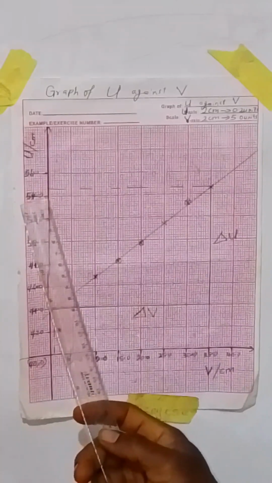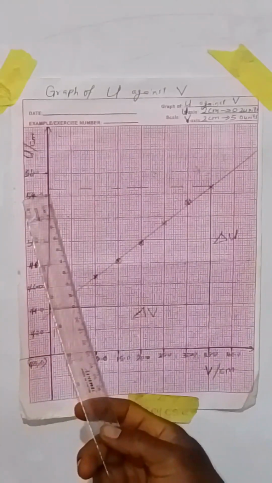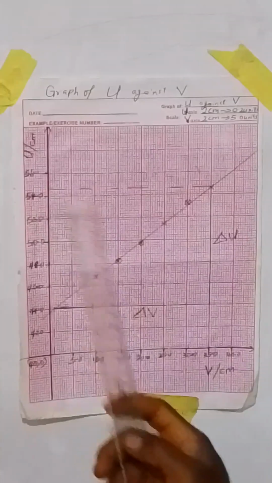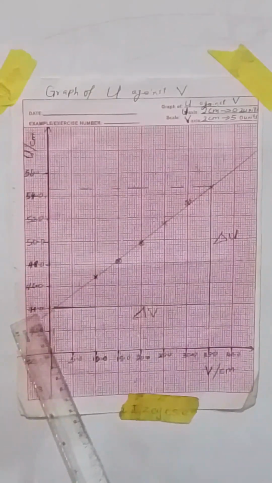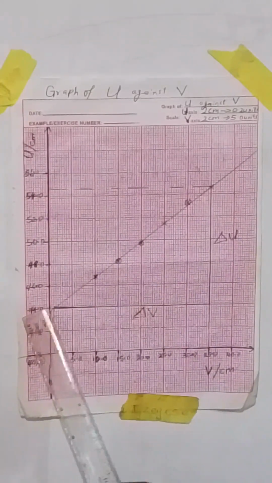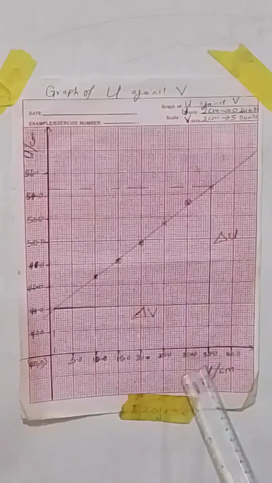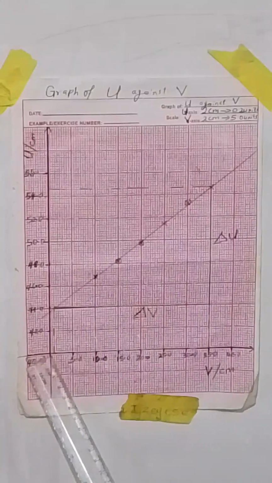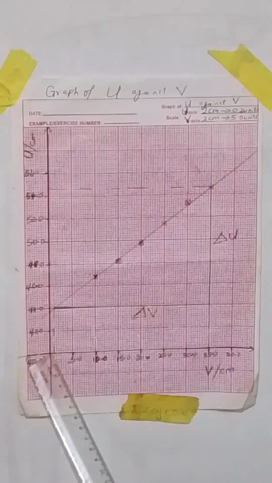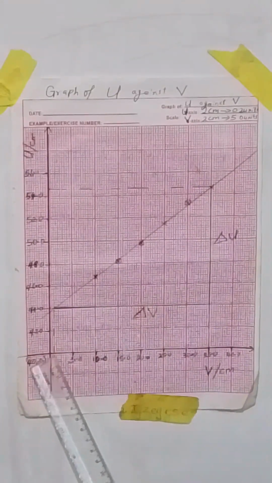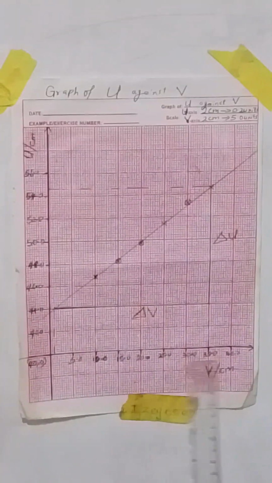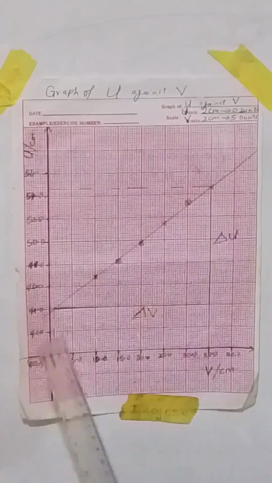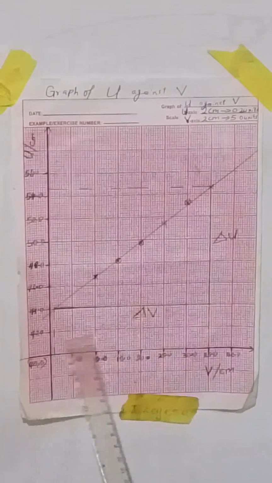Then your slope will now be U2, which is 54.6 here, minus U1, which is 44.0, divided by V2, which is 35.0, minus V1, which is 1.0. So 35.0 minus 1.0. That is how you get your slope from this large triangle. Then the slope has its own score as well.